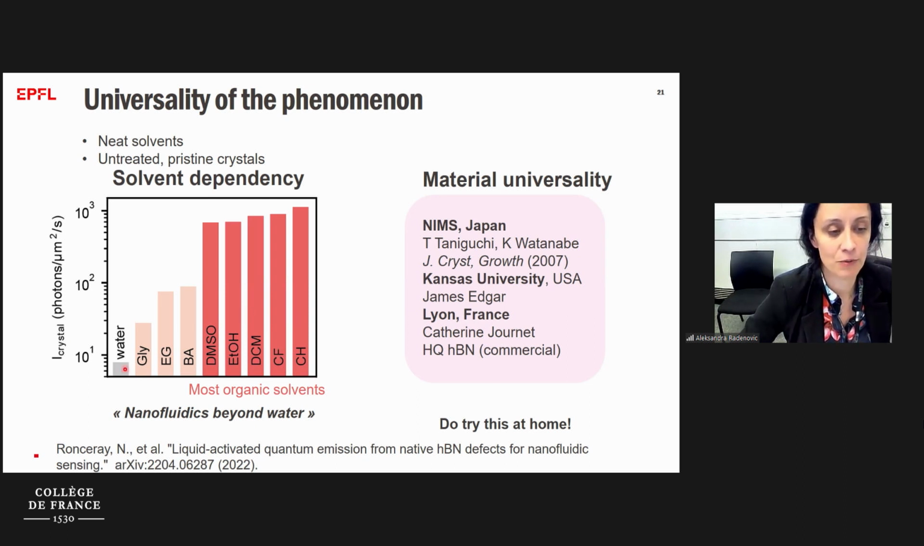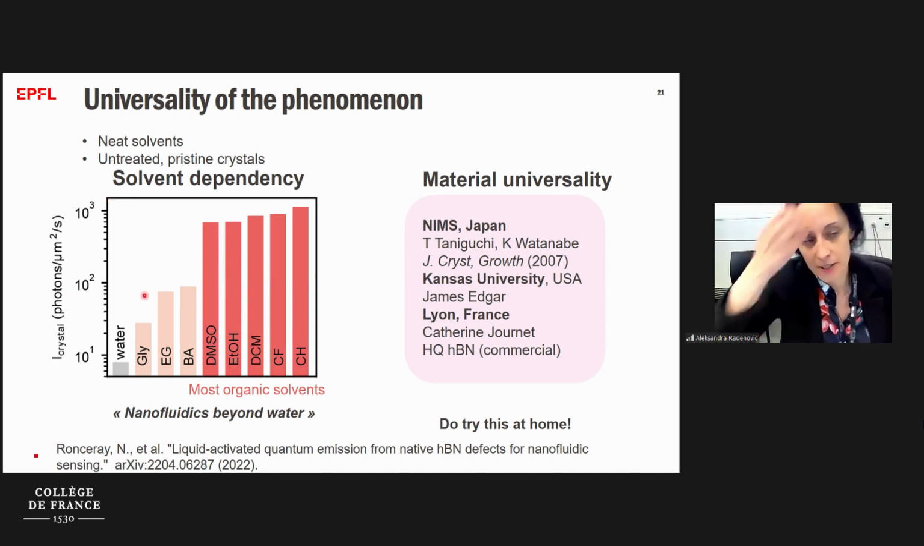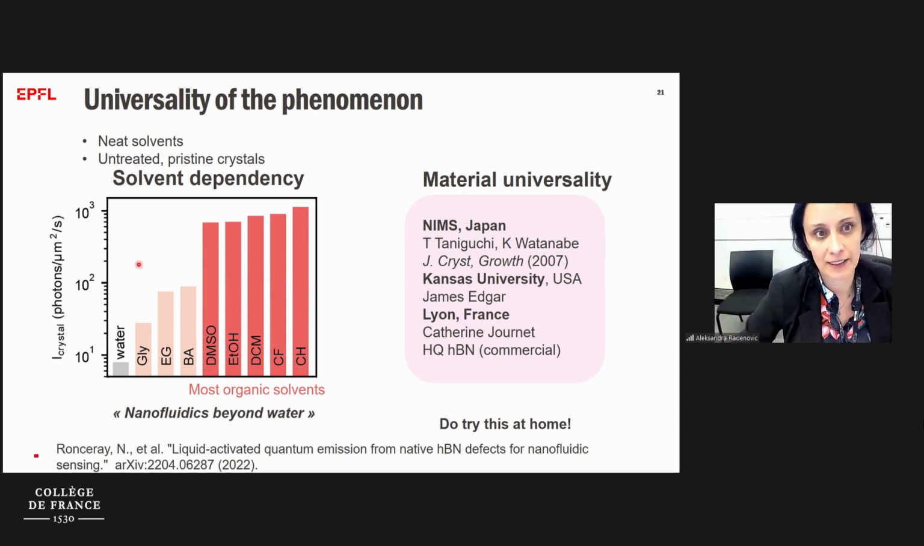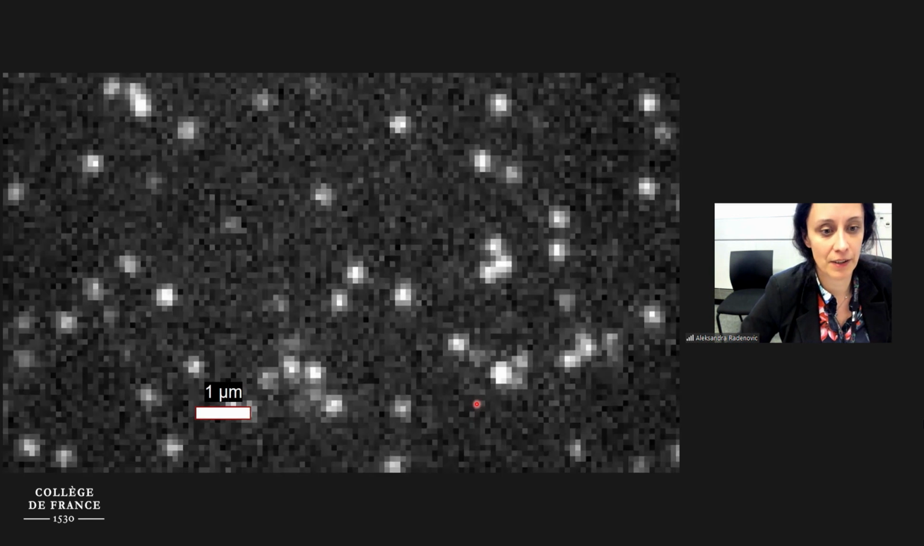So what we have done then in the lab, we have tried many different organic solvents, and as I said, for the water we have very little or no activity, and for organics this number of photons per micron square is really staggering compared to the non-activity that we see in the water. We have also seen that this phenomenon is universal, examining the samples from Japan, US, or France. So really a very easy experiment. You can try it at home.